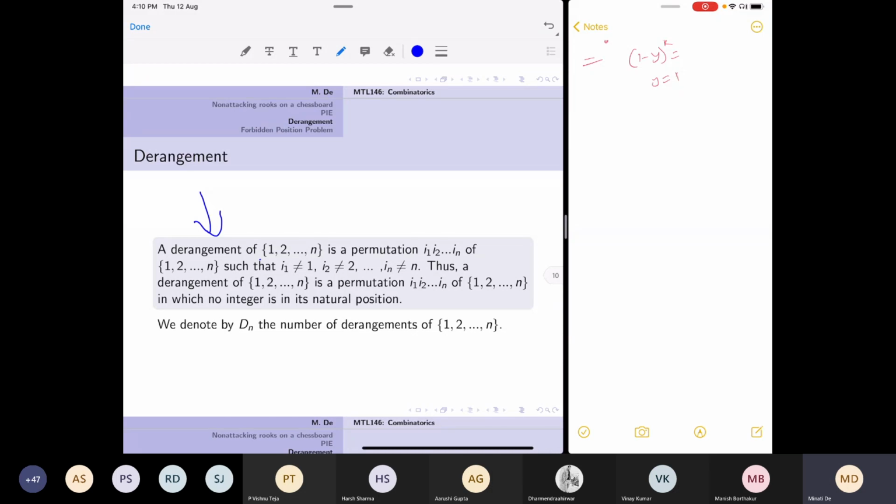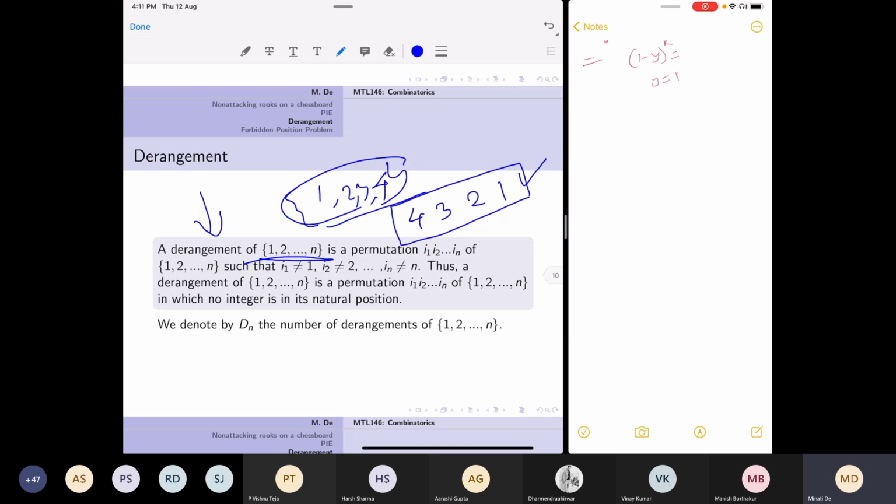A derangement of the set of natural numbers 1 to n is basically a permutation such that none of these natural numbers is in its original position. For example, say I have only 4 numbers, 1, 2, 3, 4, and a permutation which looks like 4, 3, 2, 1. Of course, this is a permutation of the given set of natural numbers 1 to 4, and you can see none of the numbers is in its own position. 4 is not in its position, 3 is also not, 2 is also not.